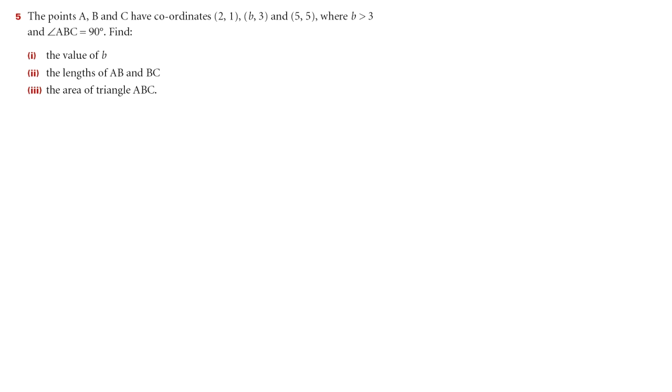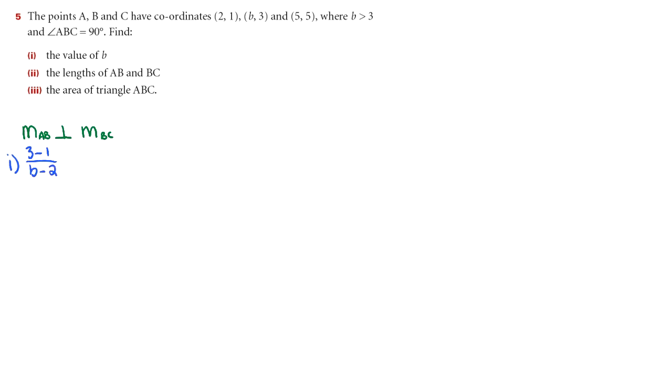There's two things. The gradients either multiply to -1, or one gradient is the inverse negative of the other. So that's what we should do to try and work out b. We should say the gradient of AB is perpendicular to the gradient of BC. So to find the gradient of AB, we're going to do change in y over change in x. So we'd take 3 minus 1 divided by b minus 2.